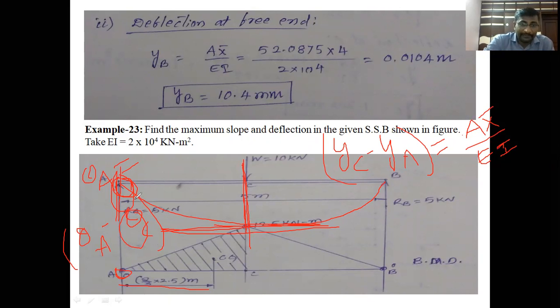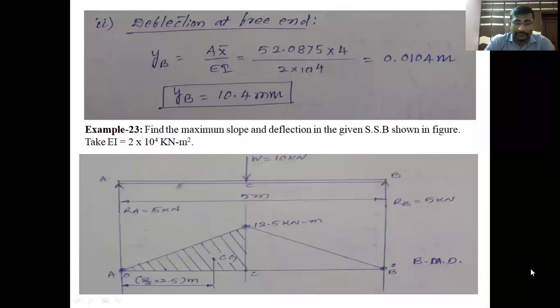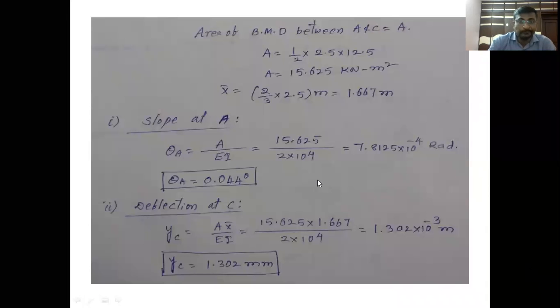Clear? So by symmetry we can say that the slope at point A is equal to the slope at point B, but magnitude wise equal, direction wise opposite. Clear students? Like this you have to calculate the slopes and deflections.